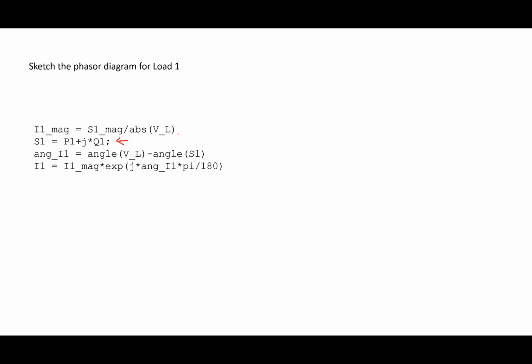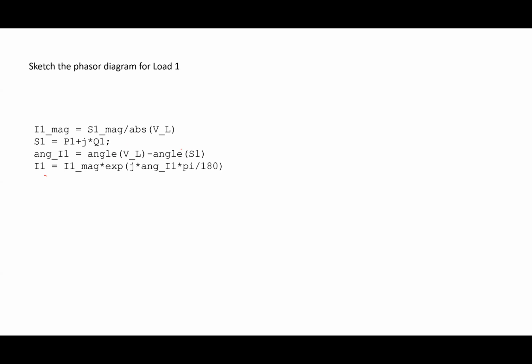And then what did I do to get the angle of I1? I took the angle of that voltage minus the angle of whatever that S1 vector was. And then I put that together into the I1 vector. All right, so you can tear that apart later. I'll put that in the notes that I post.